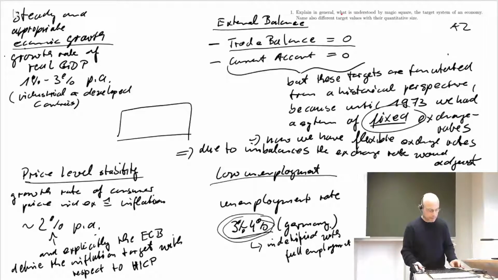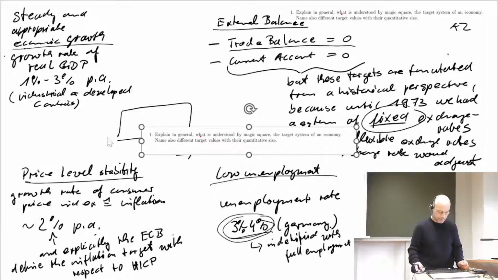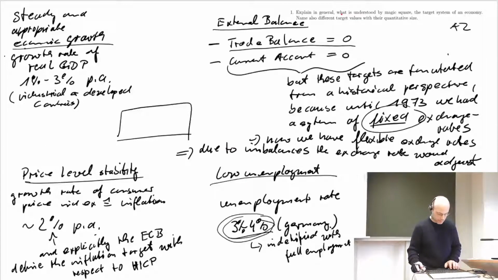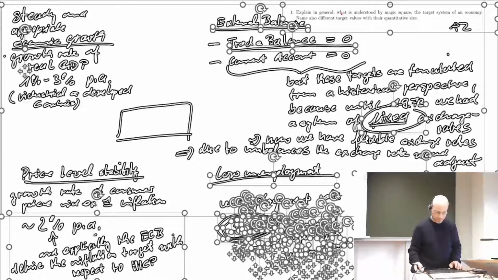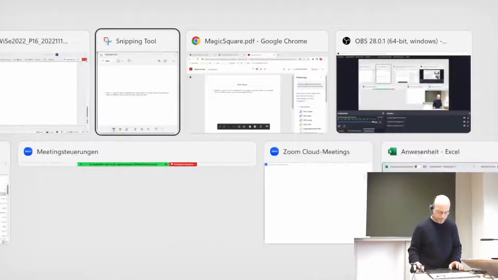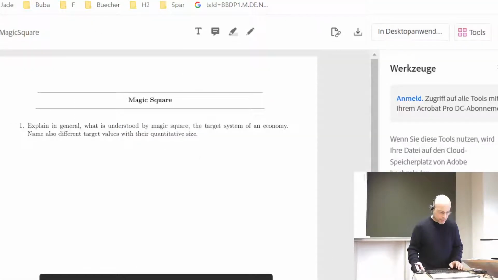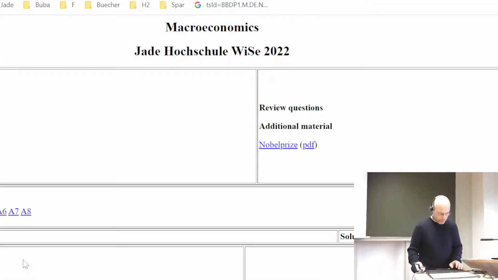Okay, then let's go back to some calculations. Oops, it's not this one. Copy. Oh. And I think two are left. A7.